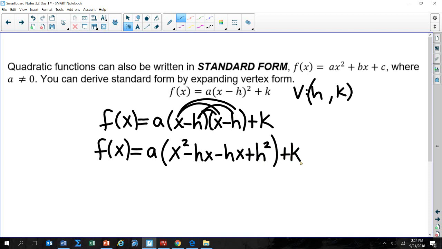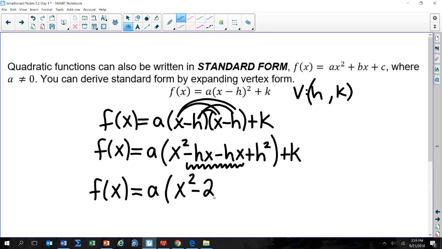Okay. Before I go any further, I'm going to combine these like terms. If I have 1 minus hx, and I add on another minus hx, how many minus hx's do I have? I have 2 of those minus hx's. Right? So when I combine those like terms, I'm going to get a, this will be x squared minus 2 of those hx's plus h squared plus k.